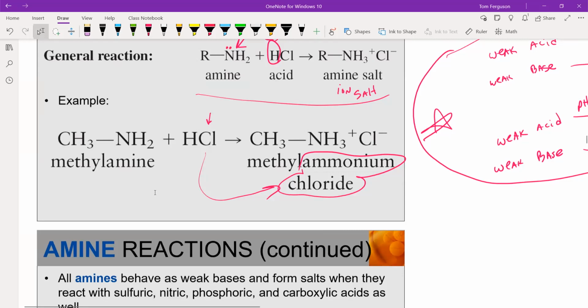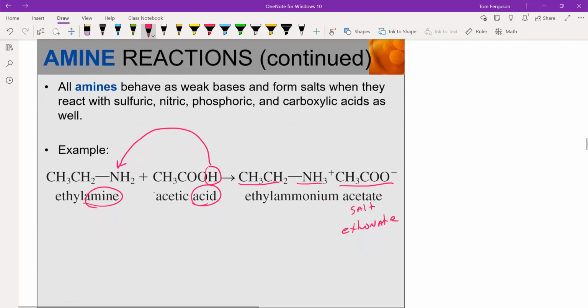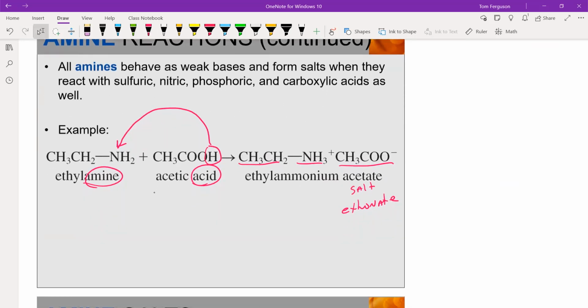Okay, in terms of naming it, when this hydrogen goes over to that nitrogen, we end up forming an ammonium ion along with whatever that salt is. So in this case, it's methylammonium chloride. Another example would be if we have this amine here, ethylamine, in an acidic environment where that H goes over to the nitrogen, it forms the ammonium cation plus the acetate anion. So this whole thing is considered a salt.